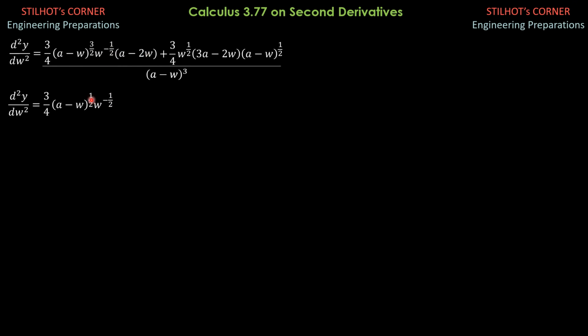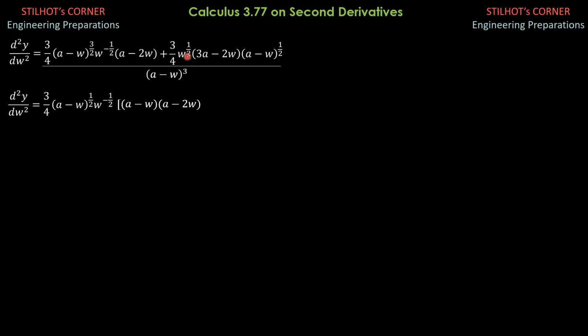Then this first term here divided by this common factor is 1, then (a minus w) to the 1. Just (a minus w) to the 1 and this factor here. So quantity (a minus w) to the 1 and this factor a minus 2w. Then the second term in the numerator divided by this common factor here is, so no 1 coefficient, then w, because w times w to the negative 1/2 is w to the 1/2.